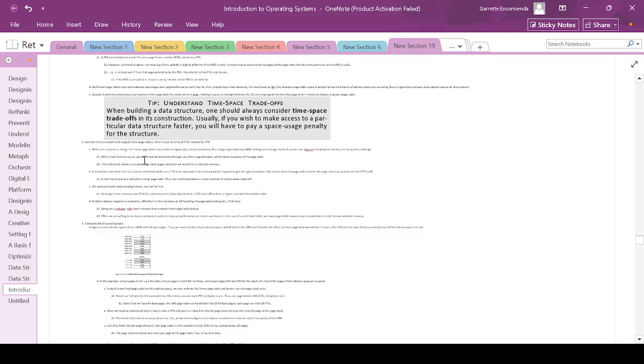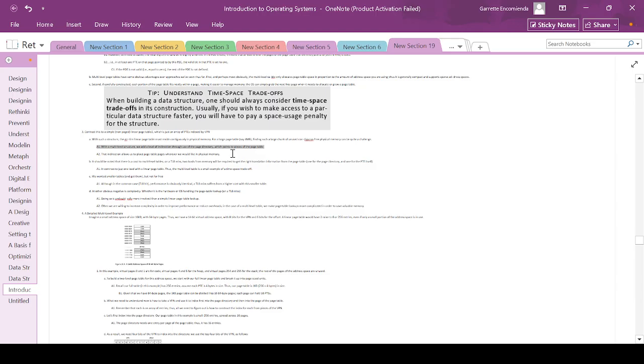With the multi-level structure, we add a level of indirection through the use of a page directory, which points to pieces of the page table. So the magic of what made that happen is the page directory. It's this multi-level node data structure that allows us to use valid and invalid bits, like a software one, which is different from the PTE valid and invalid bits of the actual page table entry in the physical frame.